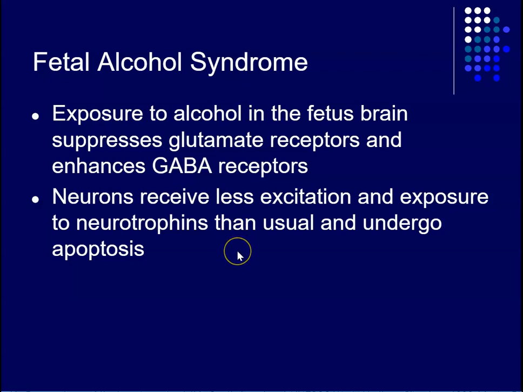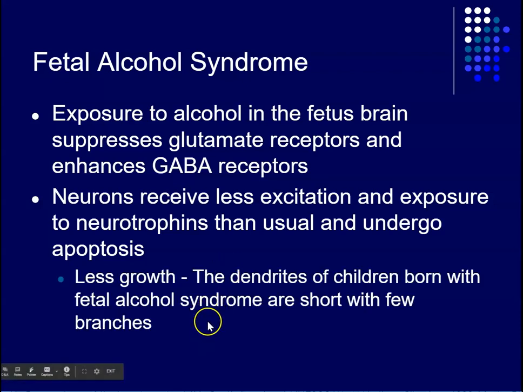Neurons receive less excitation, and that results in too little exposure to neurotrophins. Less activity between pre- and postsynaptic cells results in the postsynaptic cell producing less neurotrophins. And so the presynaptic cells are more likely to undergo apoptosis, and there's also likely to be more pruning. More synapses will be pruned away, more dendritic branches will be pruned away. And in fact, we do observe that the dendrites of children born with fetal alcohol syndrome tend to be shorter and have fewer branches.